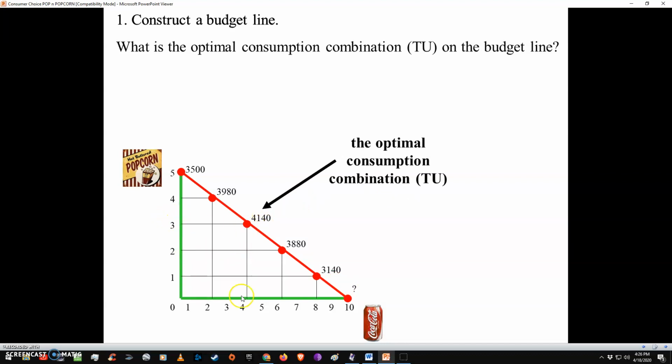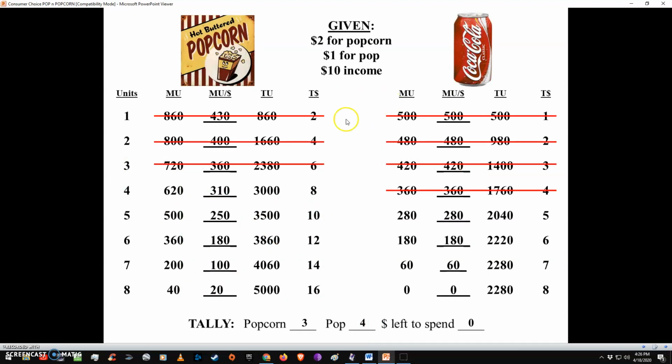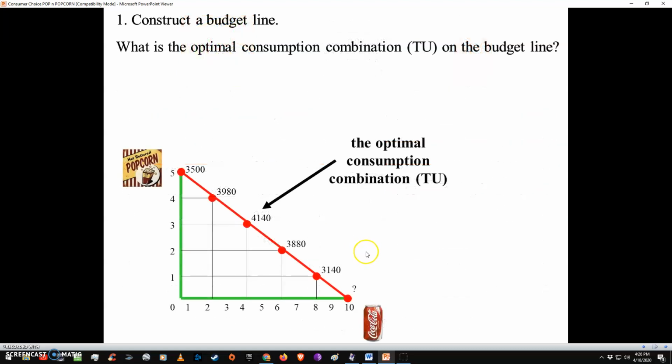Anyway, long story short, we're going to buy 3 popcorn and 4 pop. That's what we're going to buy on our budget line. Because that's what we already determined, and this is how we figured it out. We bebopped along and got 4,140 utilities, values, satisfactions, whatever you want to call it. Yep. So it's our optimal combination, 3 and 4. But we already figured this out, didn't we?